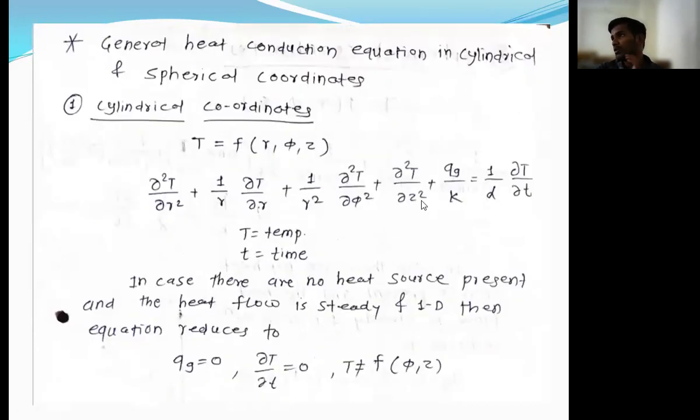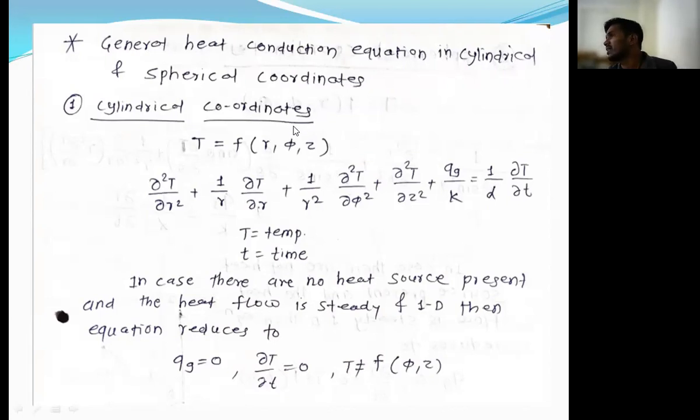So today we have to discuss the next systems, that is the cylindrical and spherical coordinate system. Initially in this chapter we discussed the general heat conduction equation in which coordinate system? Cartesian coordinate systems. Now we have to discuss the general heat conduction equation in cylindrical and spherical coordinate systems. But in this syllabus we only have to write down these equations. There is no need to derive these coordinate systems.